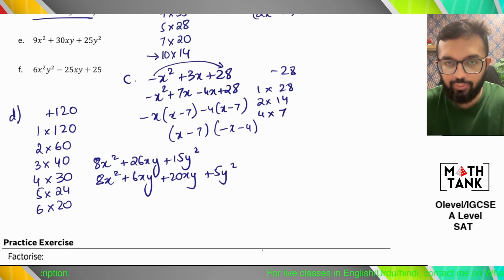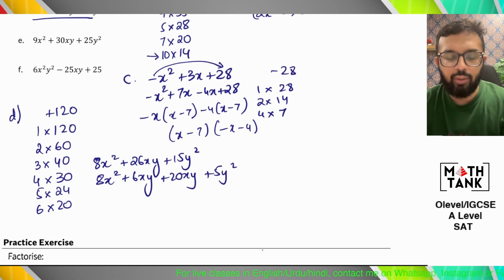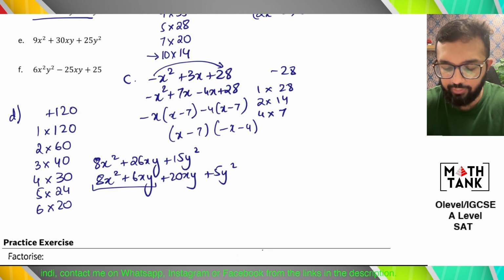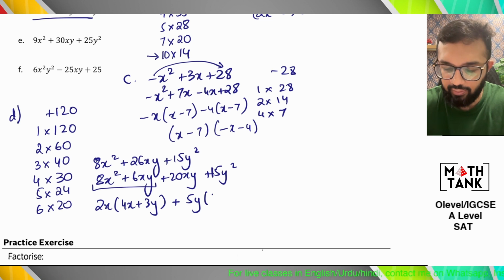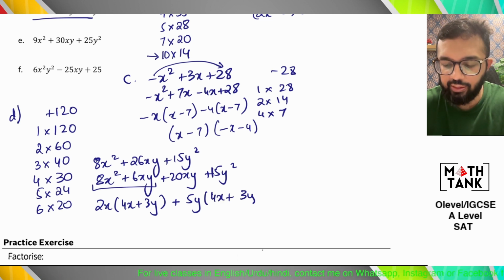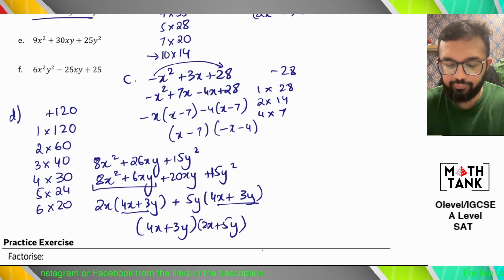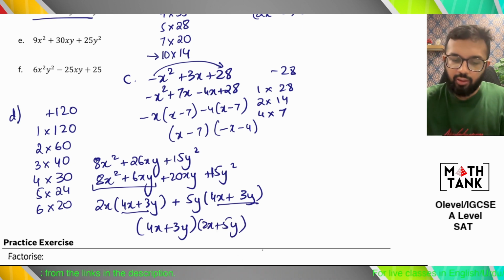Now the key to these questions is to remember that those brackets that you have will turn out to be the same. What's common in these two? 2x, no, sorry, 2 is common. So 2x, 4x plus 3y. Then we have 5y common. This is 5y, 4x plus 3y. See, these two brackets have turned out to be the same, 4x plus 3y and 2x plus 5. Okay. E is the same.